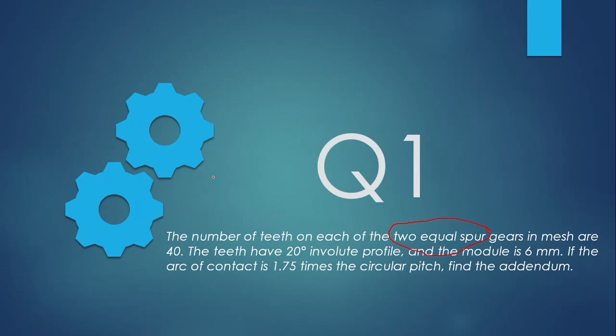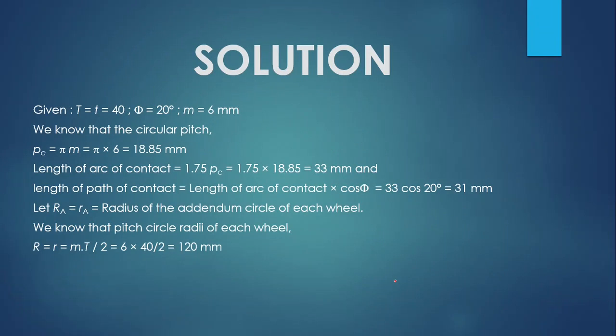That means capital T is equal to small letter t is equal to 40. Then phi is equal to 20 degrees, given. Then module is 6 mm, also given. The arc of contact is equal to 1.75 times circular pitch, that is also given. Find the addendum. Here, capital T equals small t equals 40, phi is equal to 20 degrees, and m, the module, is equal to 6 mm.